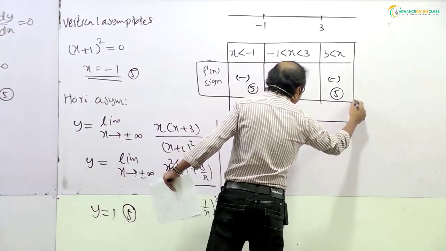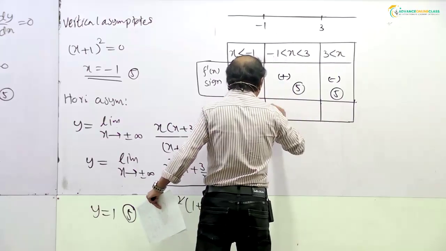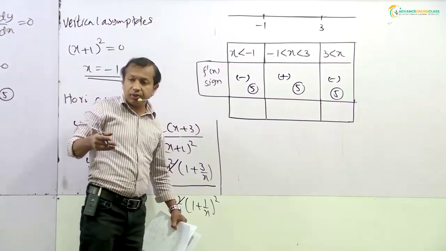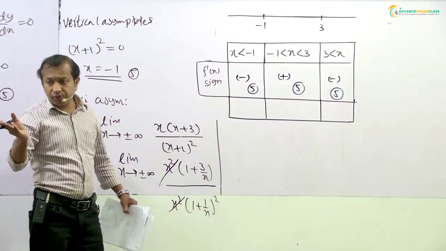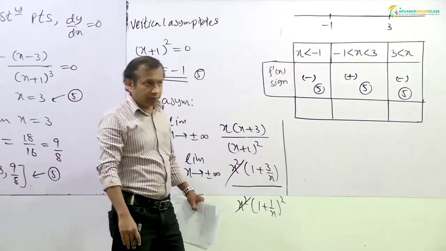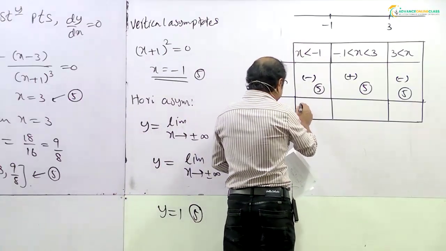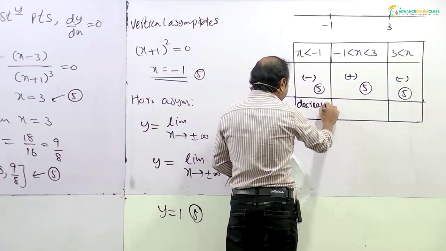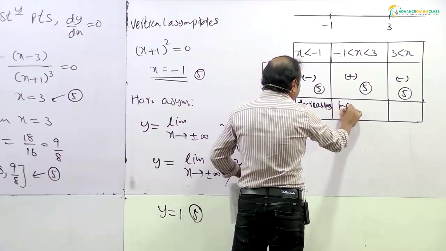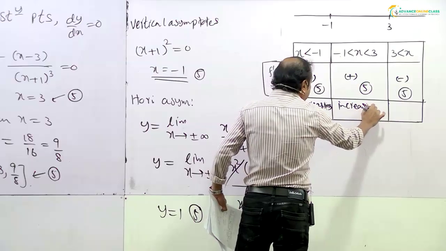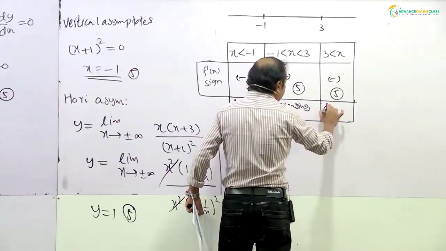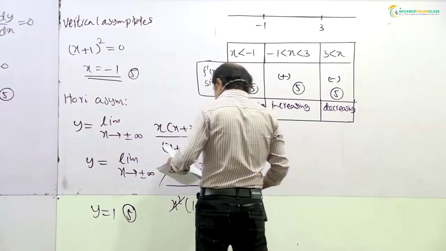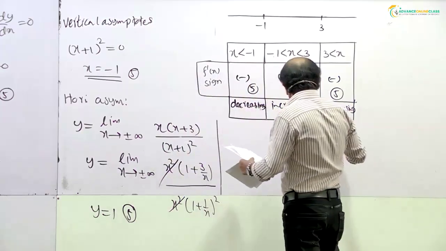Here, now we determine what? The nature, increasing or decreasing. Negative gradient means what? Decreases. Positive gradient means increases. Okay, right. Decreasing in, increasing in, decreasing in. Right. For this, you get 5 marks.